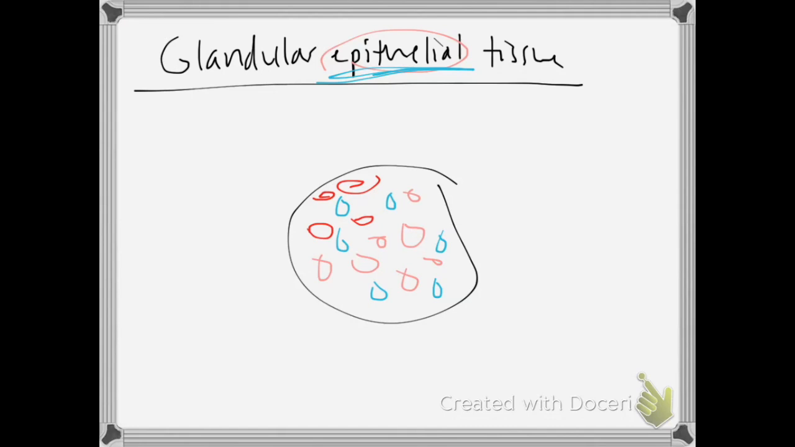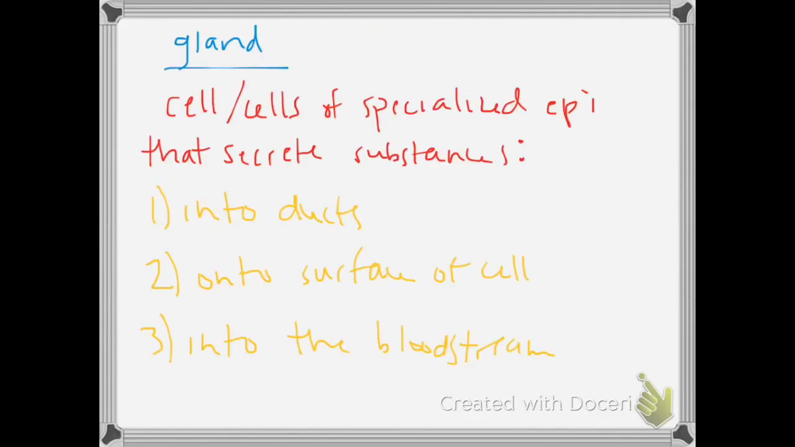So what is a gland? A gland is a cell or groups of cells of specialized epithelium that secrete substances into ducts, onto surfaces of cells, or into the bloodstream. So let me write that up so you have a visual representation. A gland, once again, is a cell or group of cells of specialized epithelium that secrete substances into one of three places: into a duct, onto the surface of a cell, or into the bloodstream.